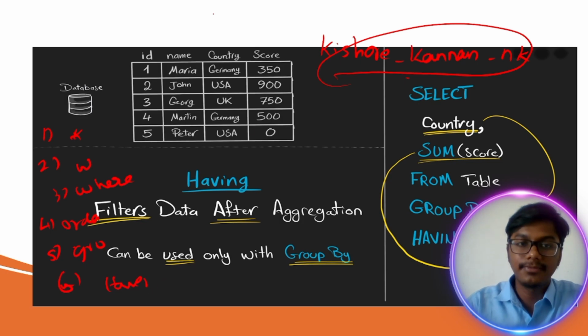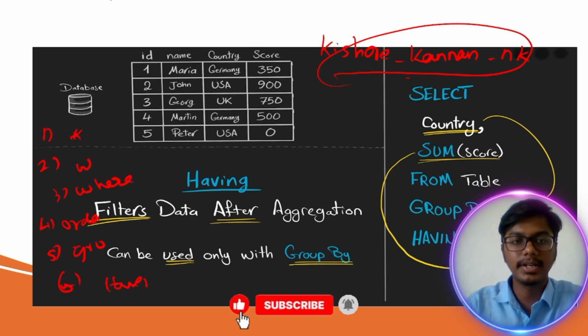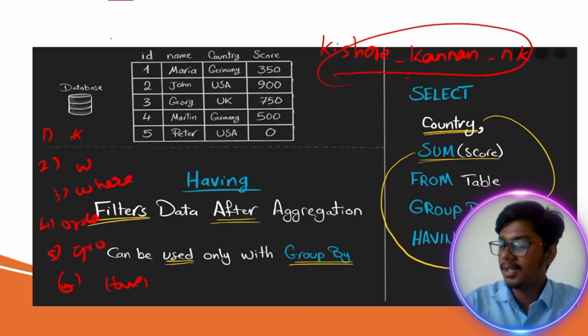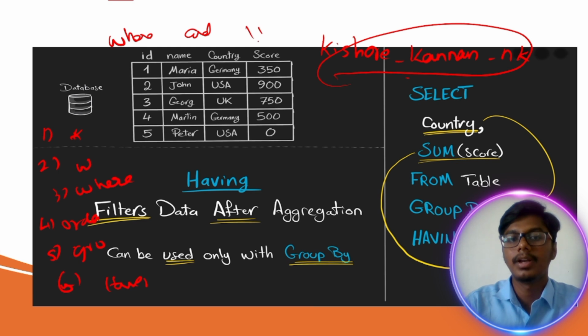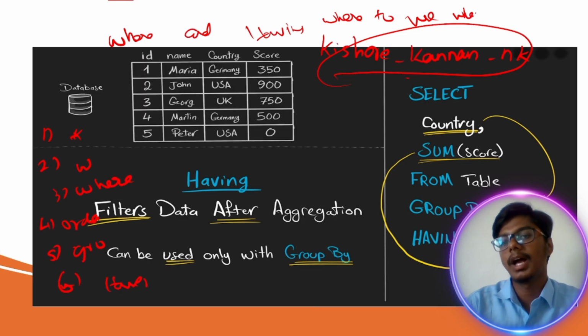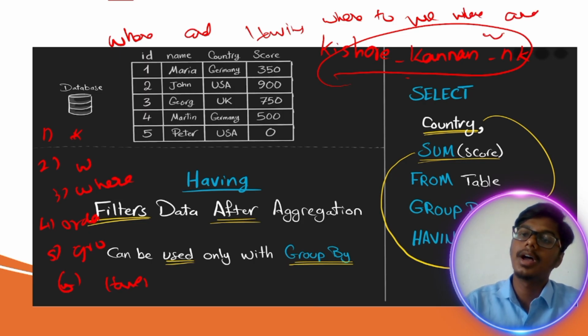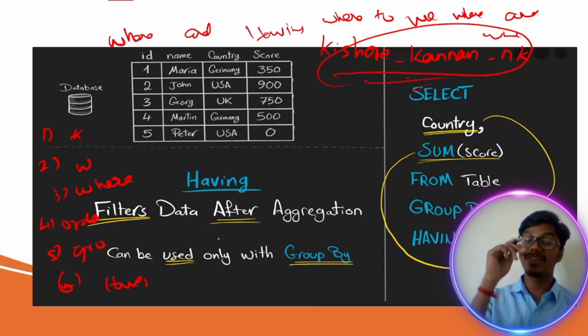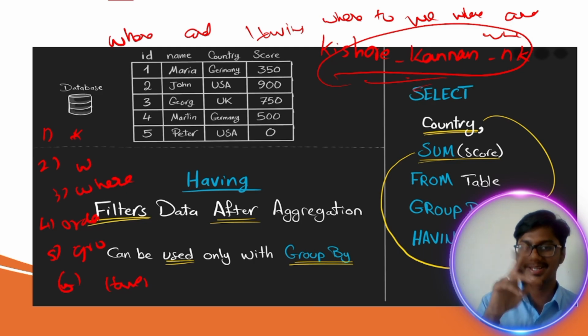I am writing here a very important interview question as well. The main confusing part happens here: the main difference between WHERE and HAVING. Where to use WHERE and where to use HAVING, that's the basic intuition. That's a very important introduction, and I'll explain these things later.